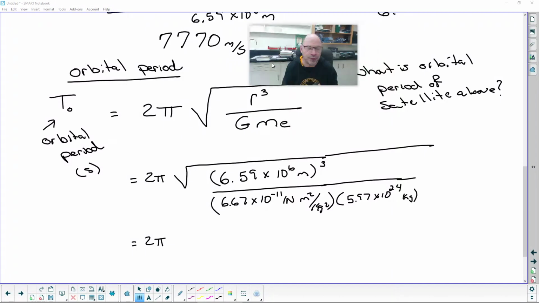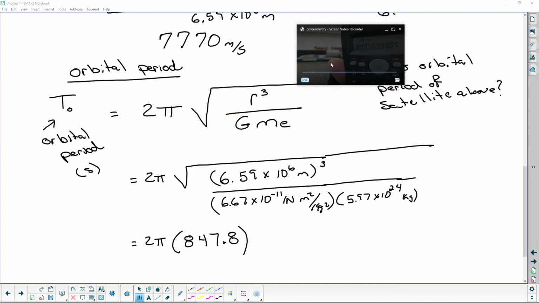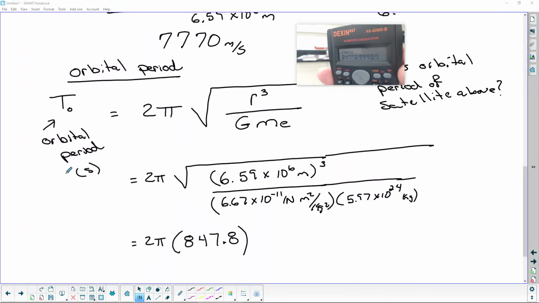Okay, so now I'm going to square root it. So then I get a number here. Square root. So this is 847.8. Okay, and I'm just going to leave that on my calculator. That's after I do all of this, right? I've got this on my calculator. Right? I'm just going to leave it there, and I'm going to multiply by 2 pi.